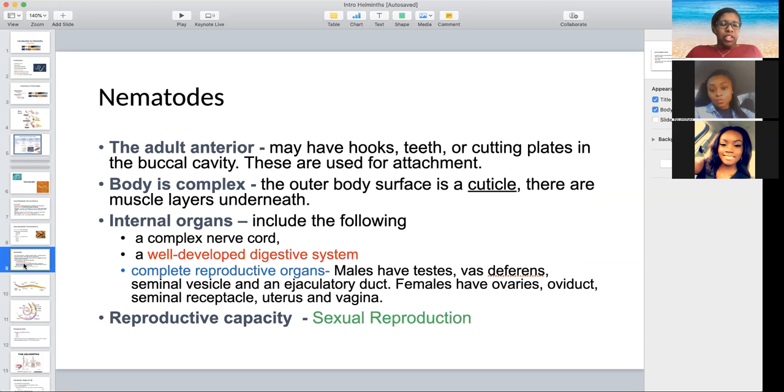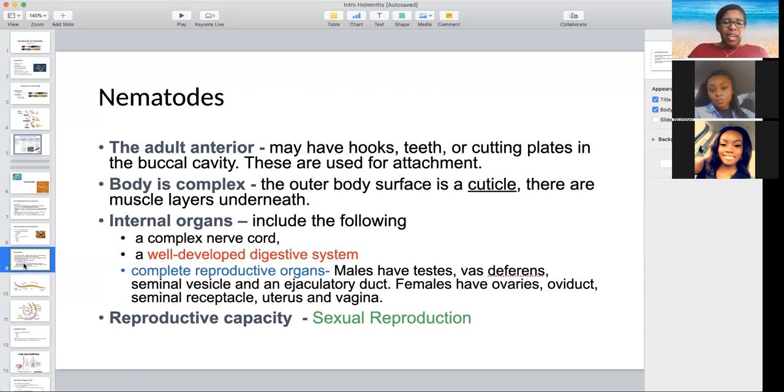Nematode, let's look at the body structure, the makeup. The adult head of a nematode, you're going to see hooks, which help with attachment to their host. They have teeth or cutting plates in their buccal cavity in the mouth area. These hooks and teeth aid in attachment to the host. The body surface is covered in a cuticle, and there are muscle layers underneath that cuticle.